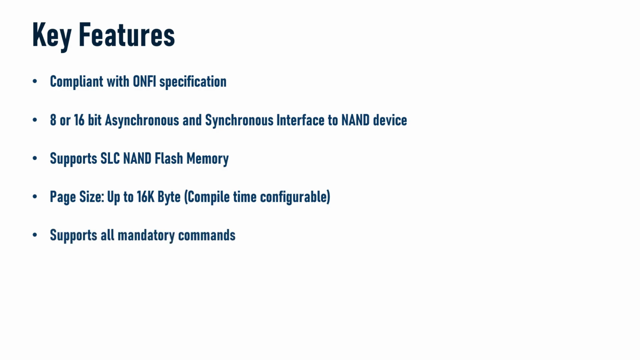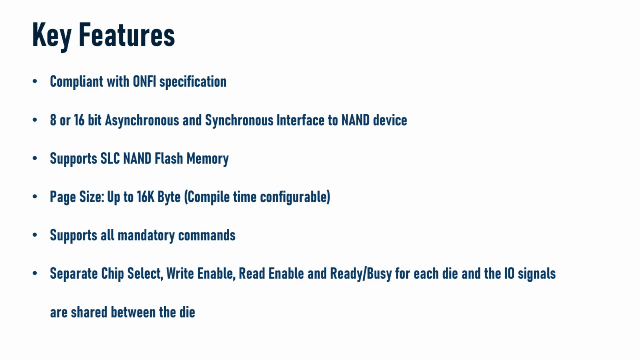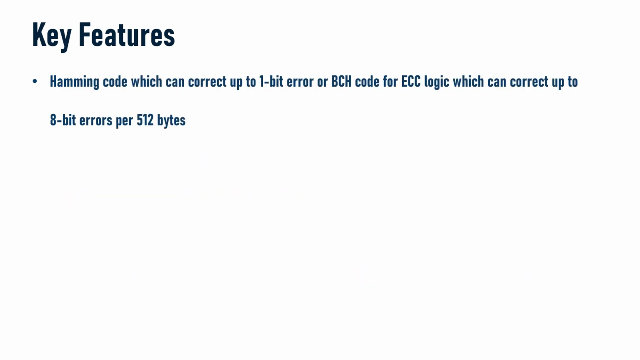All mandatory commands. Separate chip select, write enable, read enable and ready/busy for each die, and the IO signals are shared between the dies. Hamming code which can correct up to 1-bit error, or BCH code for ECC logic which can correct up to 8-bit errors per 512 bytes. Supports software ECC or ECC by controller or on-die ECC.